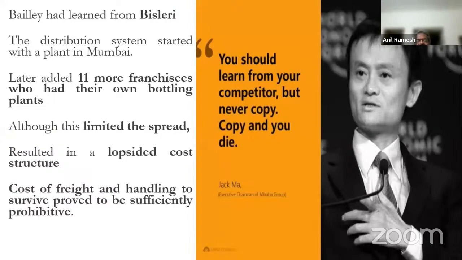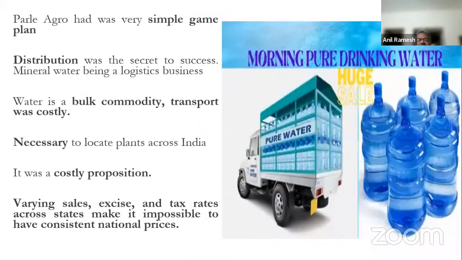So please remember what Jack Ma had said. You should learn from your competitor. You should never copy, or you'll die. So what they did was quickly set up a distribution system. They added 11 more franchises. Even though they did that, the cost of freight and handling was proving to be very costly.